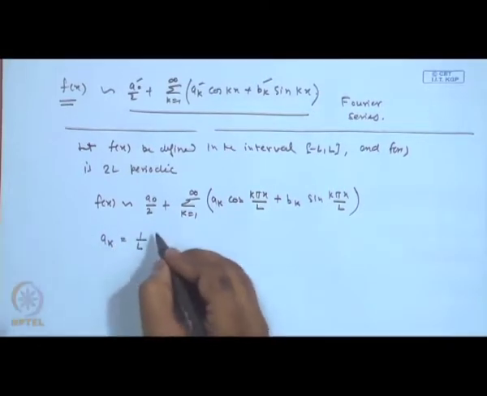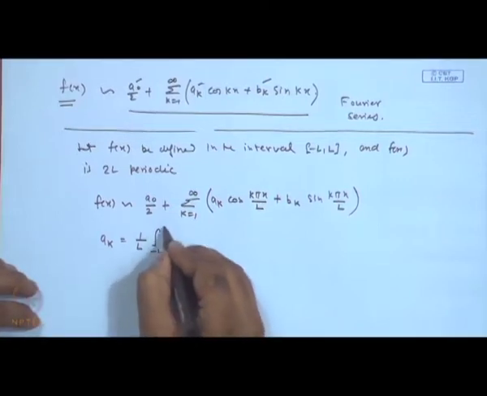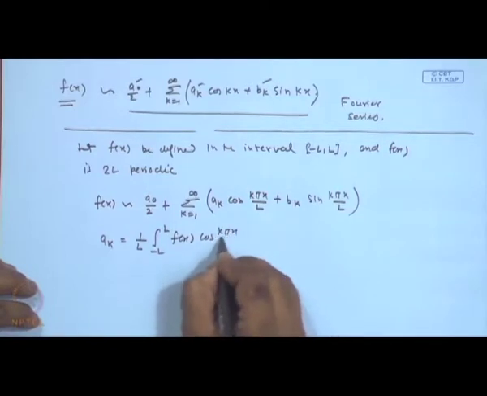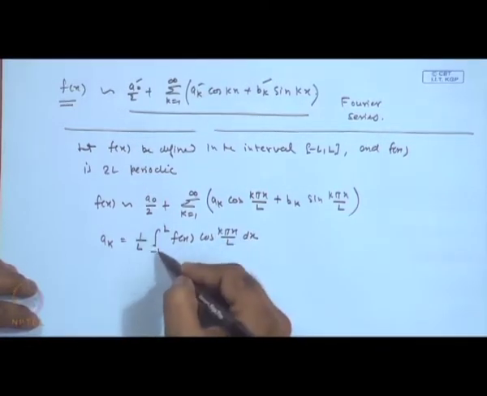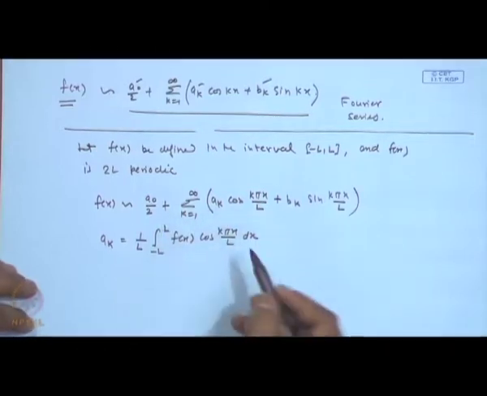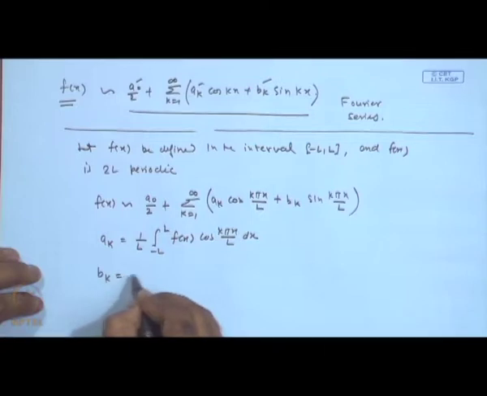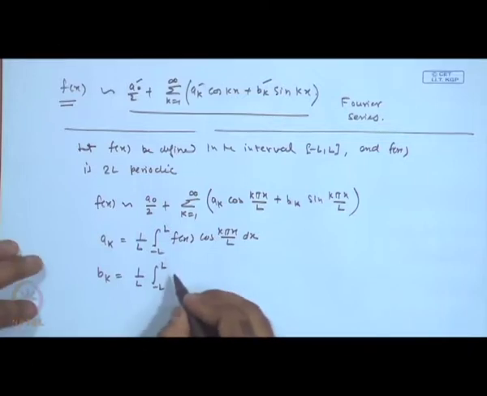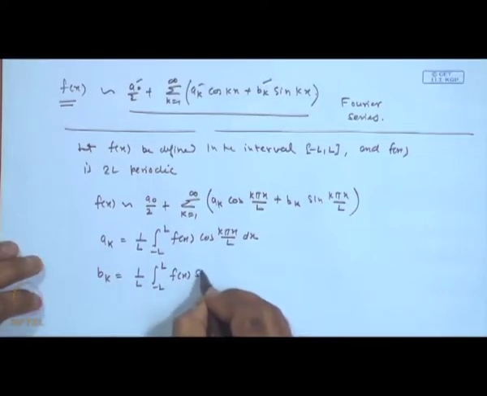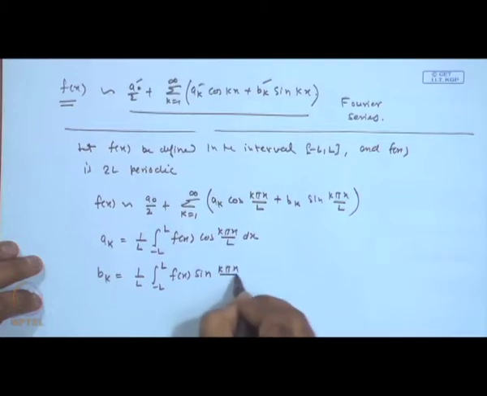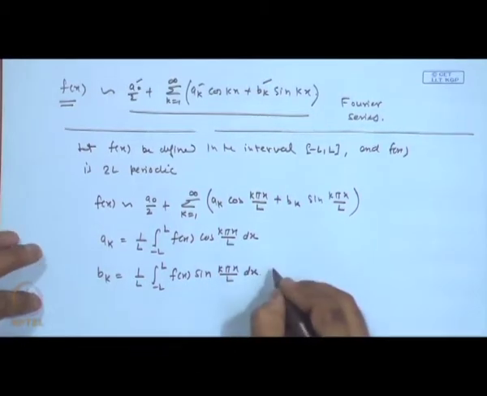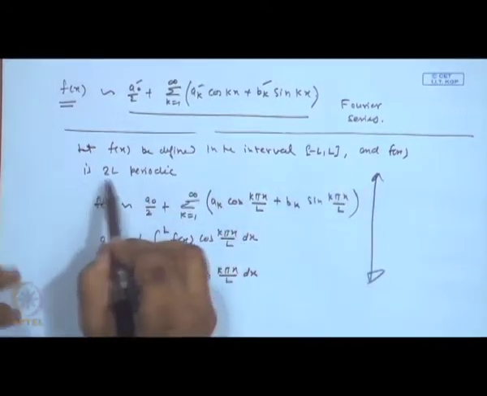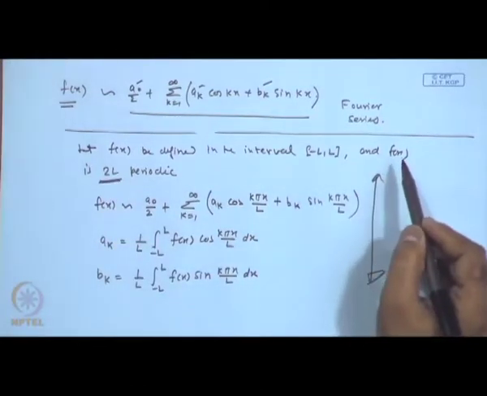where these Fourier coefficients will be given by 1 over L. So, instead of 1 over pi we have 1 over L, and the integral from minus L to L of f(x) cos(k pi x over L) dx, or we can also integrate from a to a plus 2L, that integral value will be the same. So, for b_k we have 1 over L times the integral from minus L to L, or from 0 to 2L, or a to a plus 2L, of f(x) sin(k pi x over L) dx. So, this is the general Fourier series where a function is of period 2L.